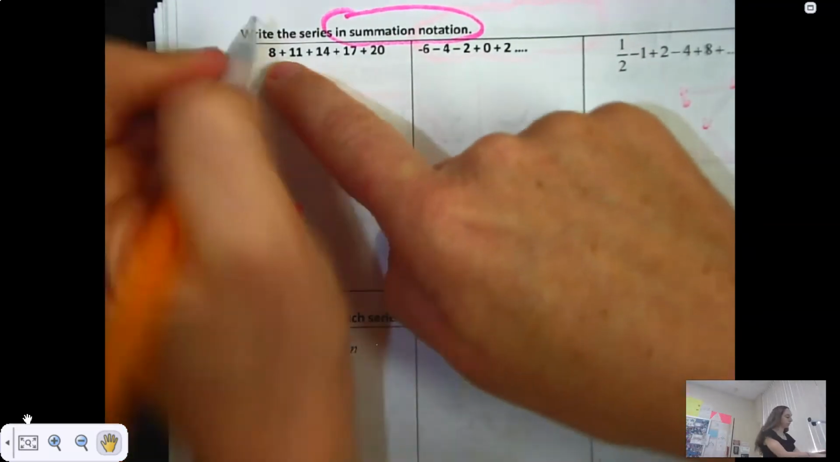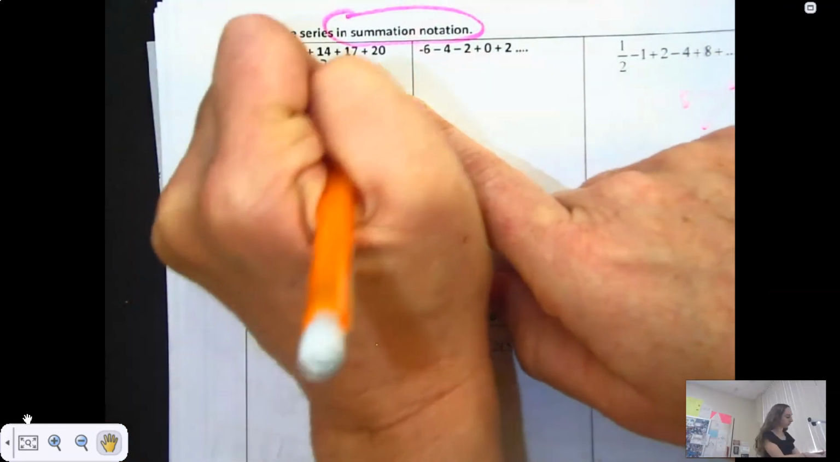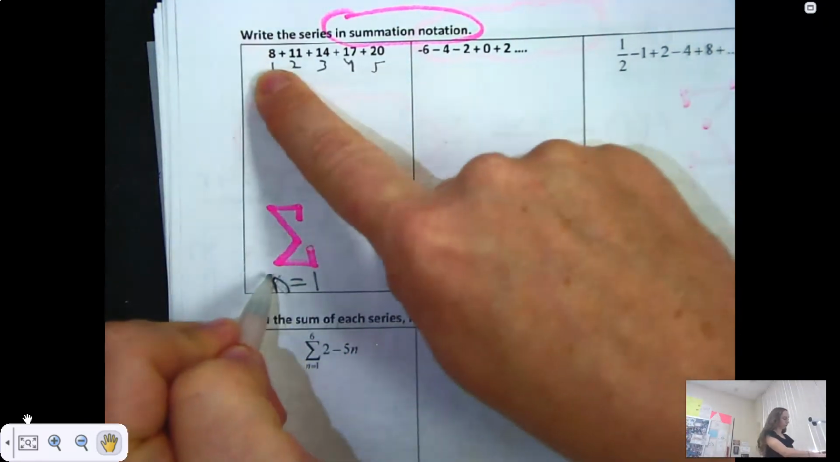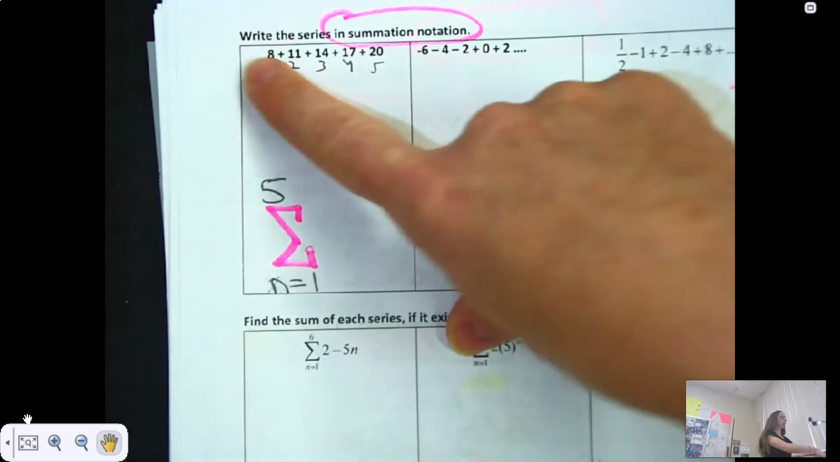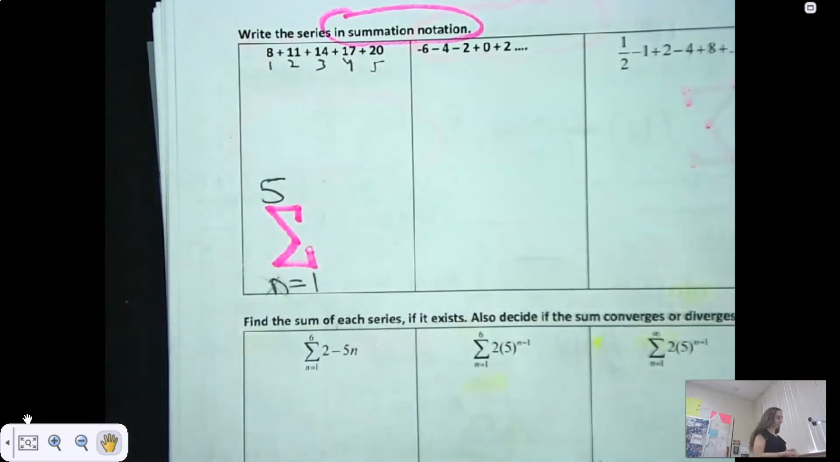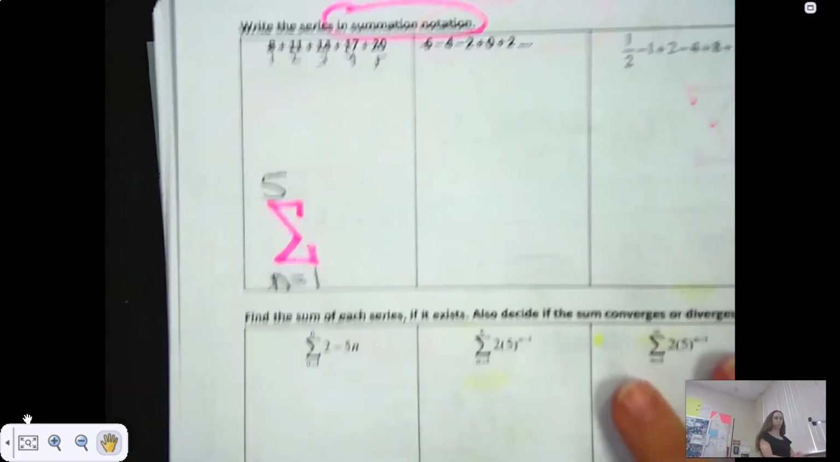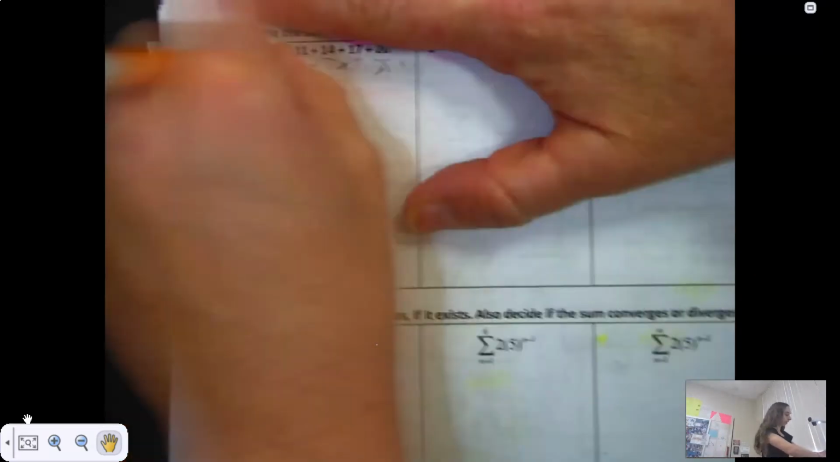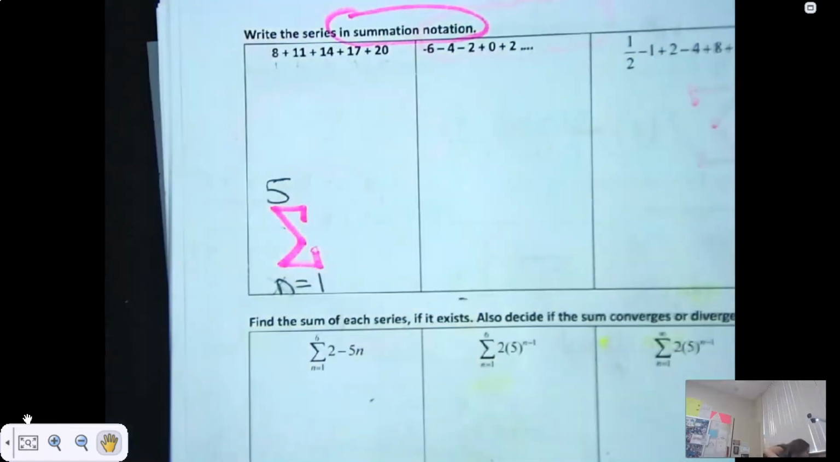I'm going to assume that this is the first, the second, the third, the fourth, and the fifth. That means I want the first term all the way to the fifth term. You're not adding them up. I didn't say find the sum. I'm saying put it in this notation. Now what I have to do is ask, what kind of rule is it?